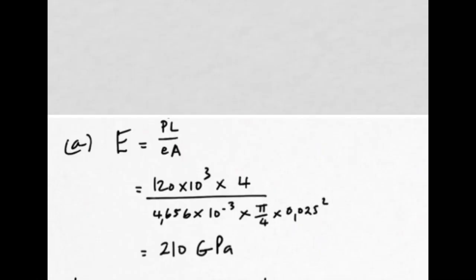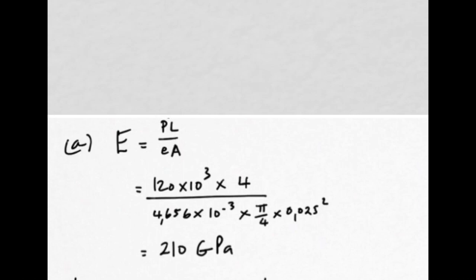So let's look at the first part. Remember what they said, 120 kilonewtons on a 4 meter long bar produced extension of 4,656 millimeters, and the bar had a diameter of 25 millimeters. Now our little formula for E says PL over EA. That is load times length over extension times area. So here we go, 120 kilonewtons times the 4 meters. Remember that we go in with units in the base SI units. That's how they go in, so that's meters.